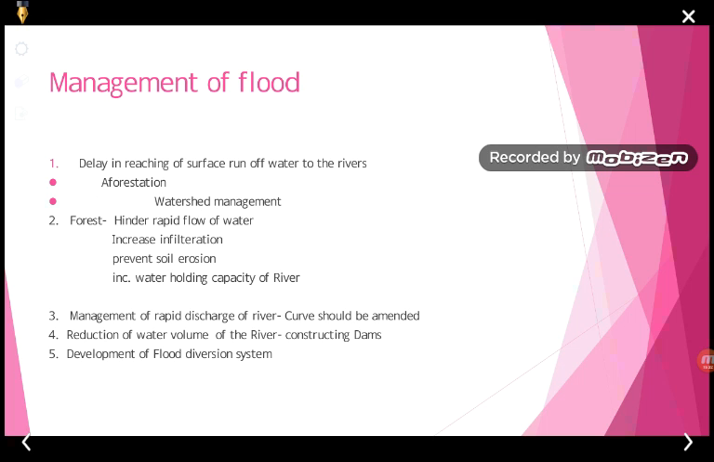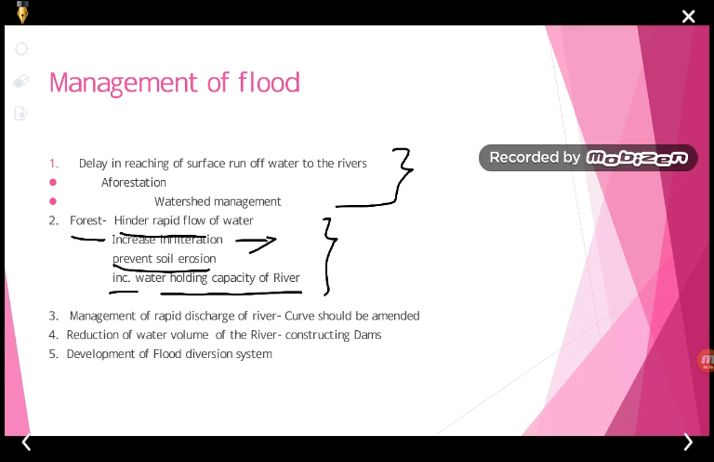Forest hinders rapid flow of the water. फॉरेस्ट क्या करता है, और नेक्स्ट हाउ वी कैन अचीव दिस थिंग्स बाय मीन्स ऑफ फॉरेस्ट। फॉरेस्ट क्या करता है, it hinders rapid flow of water. जो पानी का बहाव होता है उसको वो कम करता है। Increases infiltration, it allows the water to penetrate deep into the earth's crust and prevents soil erosion। वहाँ पे soil erosion होता नहीं है, and increases the water holding capacity of the river, you can say that. So if we allow the forest to grow, then the flooding can be stopped in one way or another, or it can be minimized.